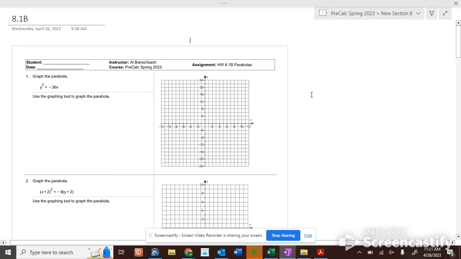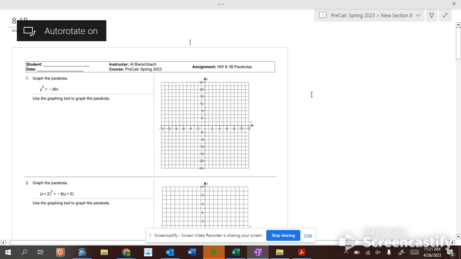All right, Monday we started parabolas. So we're going to have to graph some parabolas here.